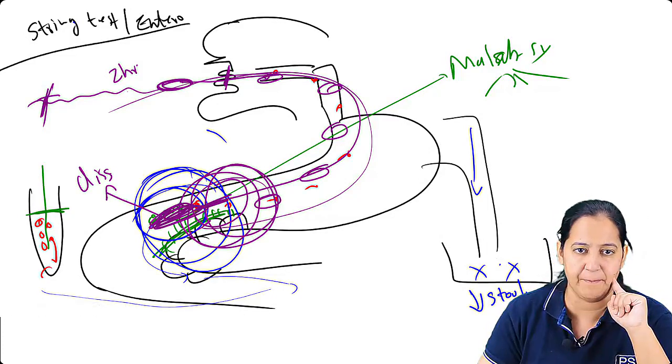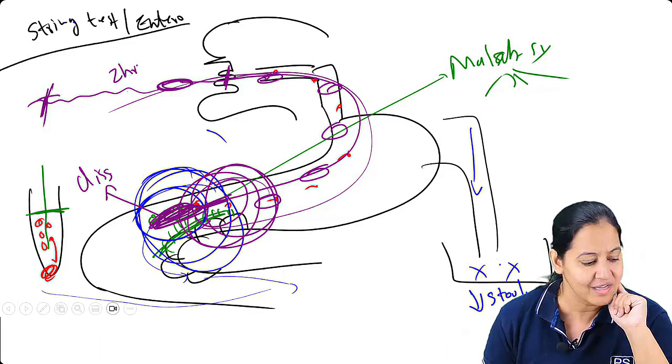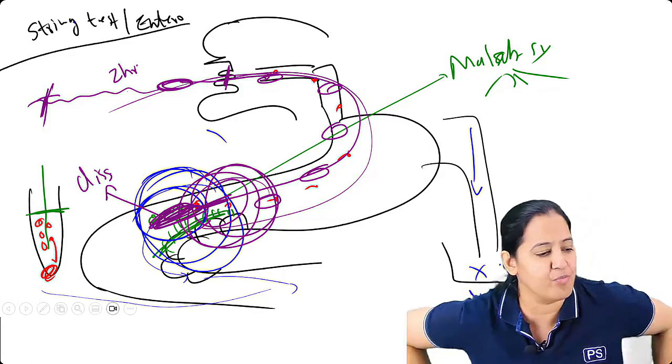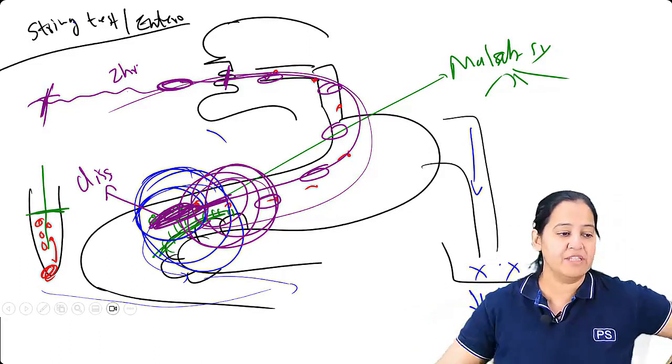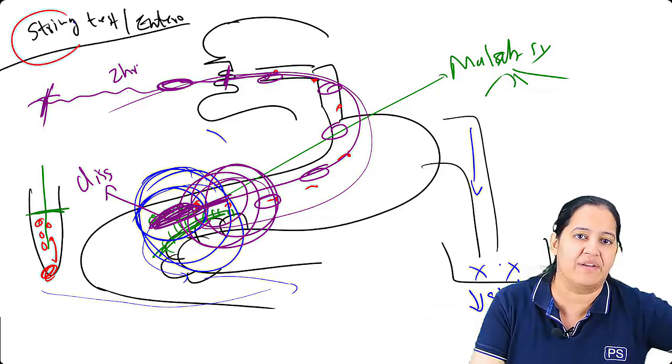So you will get a button of the trophozoite and cyst. You like this method? It is a non-invasive method. Say people respond. Did you understand? What's the name of this method? We are using a string. String means thread. That's why it is the string test.